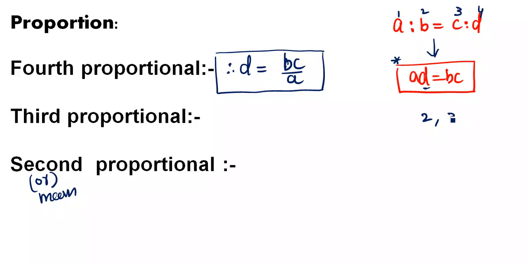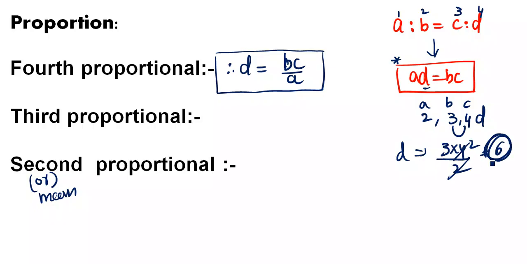For example, 2, 3, 4. Find out the fourth proportion. They look like A, B, C and D. So the fourth proportion we don't know. We have to find out the fourth proportion value. What is the fourth proportion formula? D is equal to BC by A. So the BC value is 3 into 4, by the A value, 2. 4 1s are 4, 2 2s are 4, 3 2s are 6. The D value is 6.